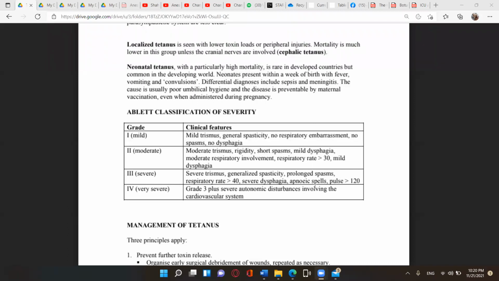And in very severe tetanus, there is a combination of two things. One is all the symptoms from grade 3, and the autonomic instability. So these are the 4 grades.